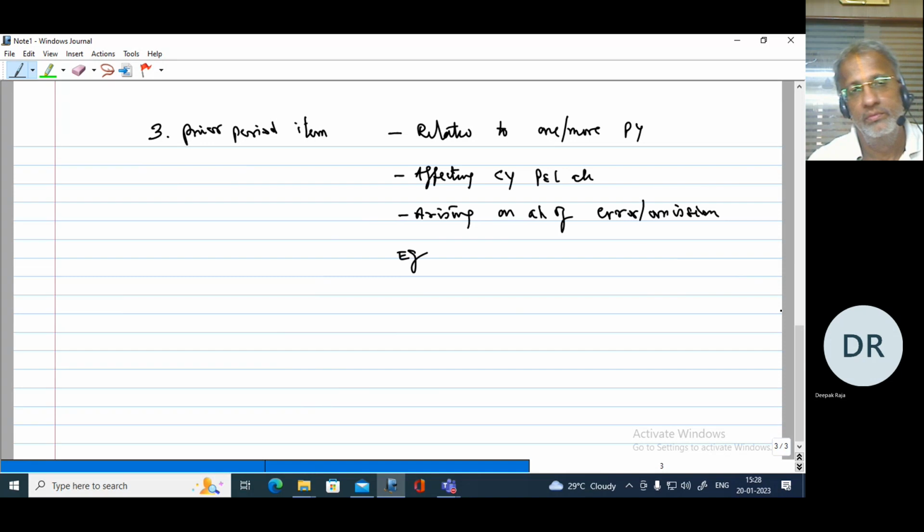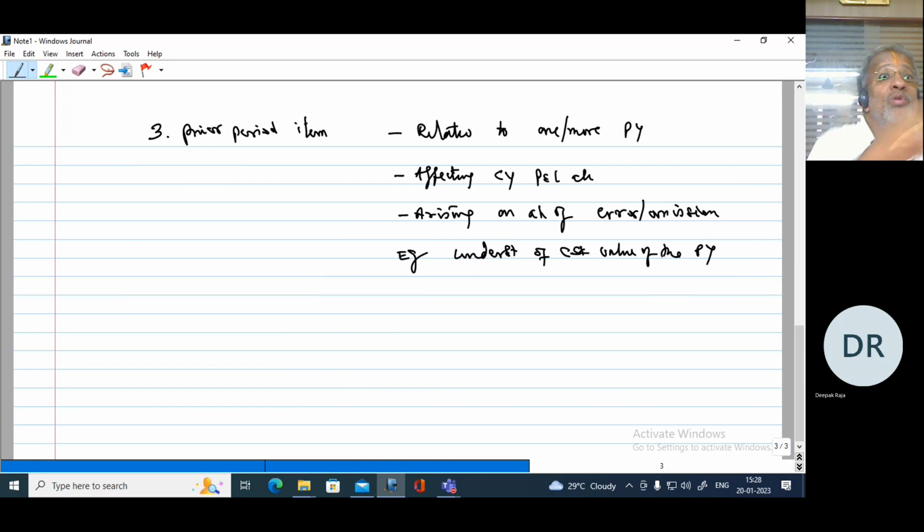Example. What is an example that we can provide? Understatement of closing stock value of the previous year. Related to one or more previous years? Yes, it is related to last year. Affecting the current year's P&L account? How will it affect it? Because that becomes opening stock for us. Arising on account of error or omission: some totaling error, or one page not taken, or one page was taken two times. Some error.